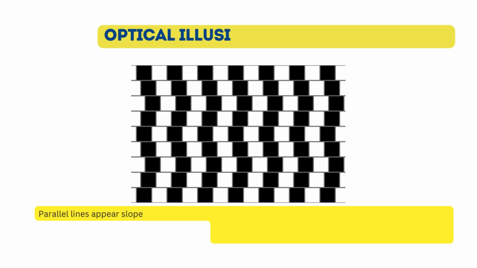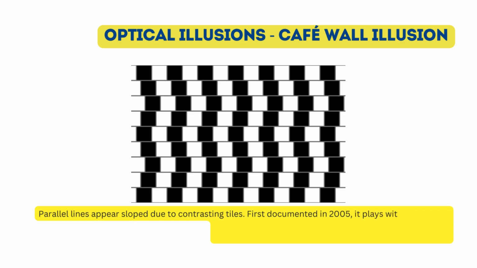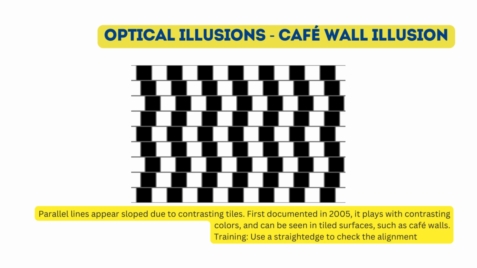Café wall illusion. Parallel lines appear sloped due to contrasting tiles. First documented in 2005, it plays with contrasting colors, and can be seen in tiled surfaces, such as café walls. Training: use a straight edge to check the alignment of lines.